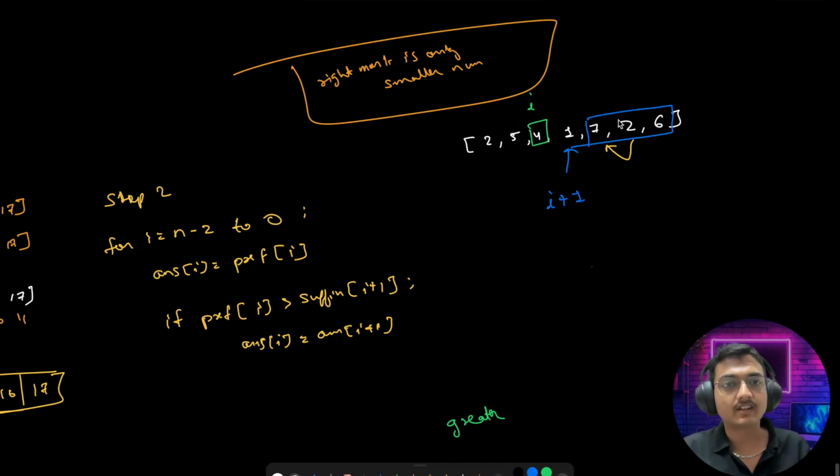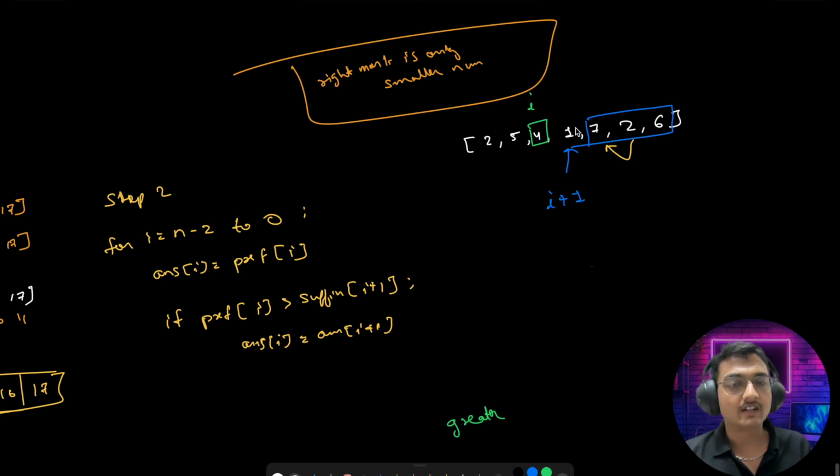Second case is basically, I am here. My current I is here. Now this number is not smaller. Either there would be two smaller numbers in this area, or my smaller number is not present at I plus 1. In that case, what will be my answer? In that case, I plus 1 is the only answer. Let me prove that to you.